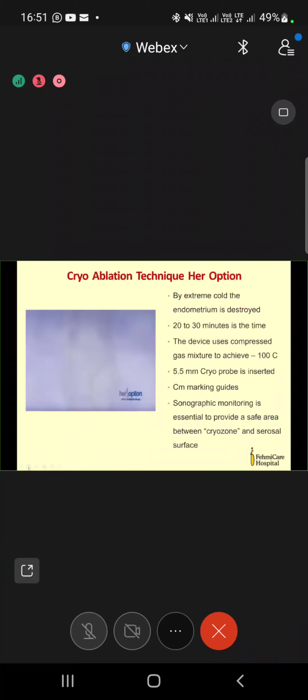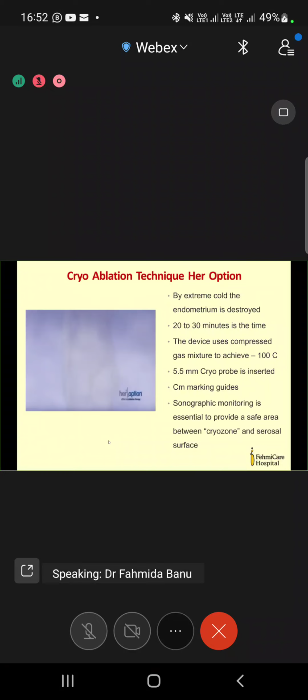The other technique is cryoablation technique. In cryoablation technique, the mechanism is that extreme cold is utilized to destroy the endometrium. It takes 20 to 30 minutes. This device uses a compressed gas mixture to achieve minus 100 degrees centigrade. In the previous procedure, we used 90 degrees centigrade. Here, minus 100 degree centigrade cooled nitrous oxide or any other gas mixture is used.